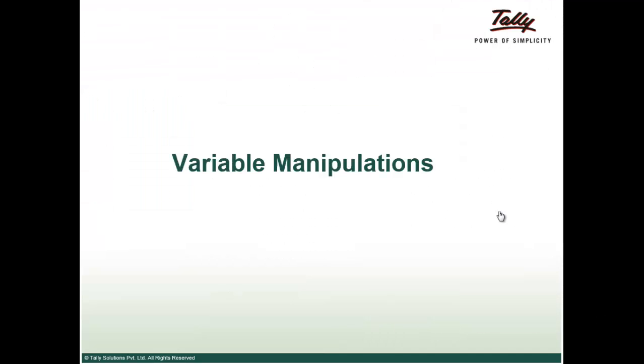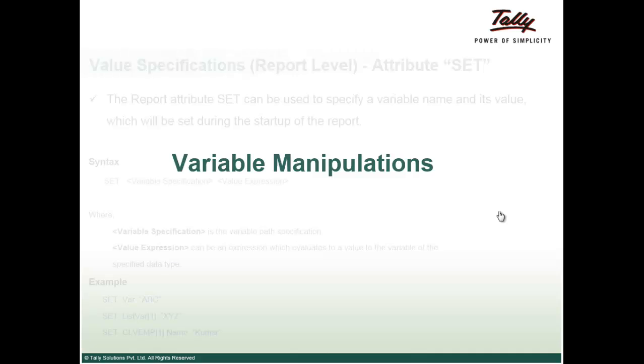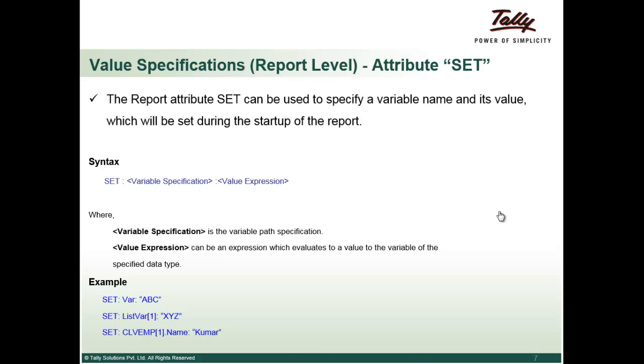So let's start with the basic variable manipulations. The first one, which people must already be aware of, is the report level attribute set. The report attribute set can be used to specify a variable name and its value, which will be set during the startup of the report.